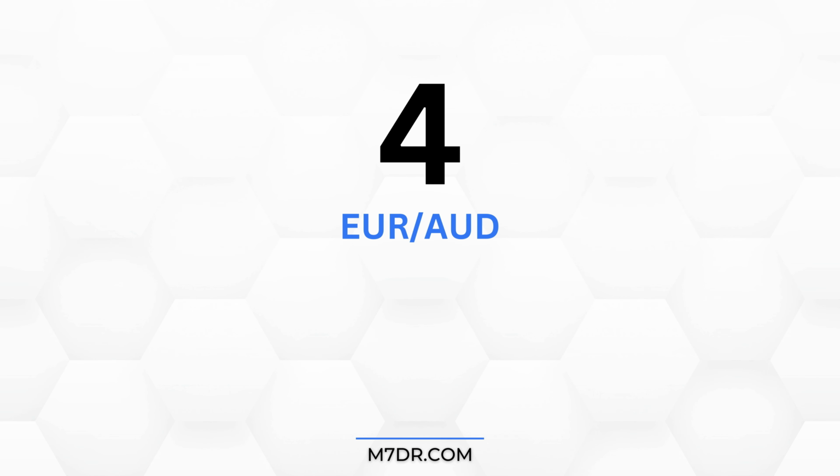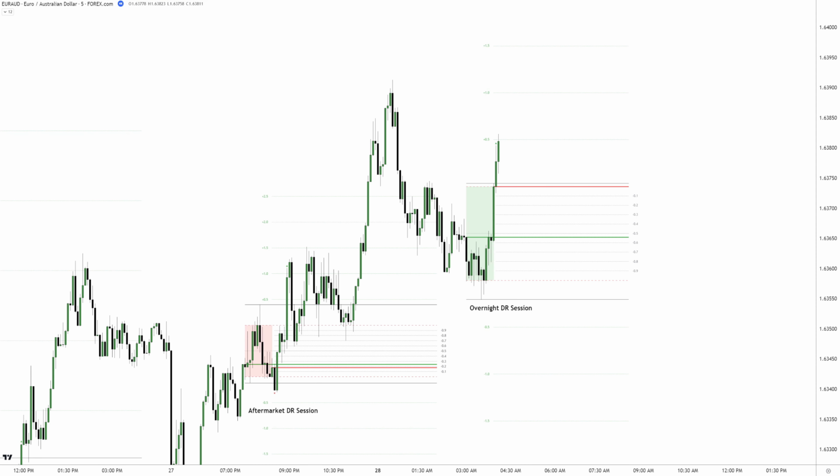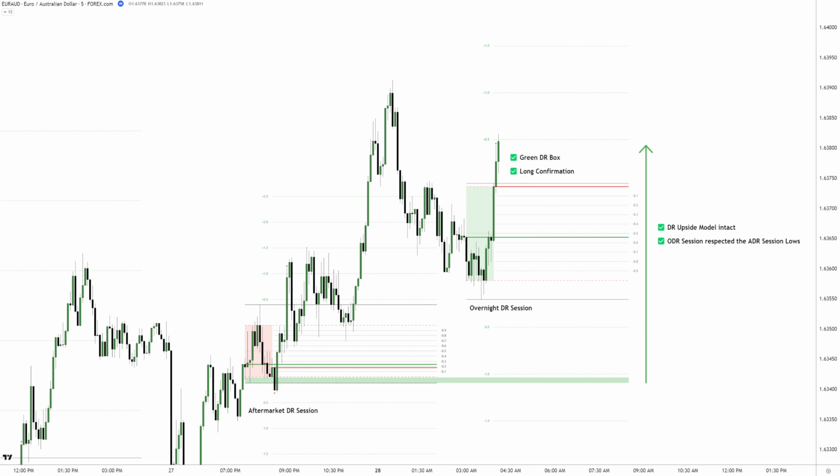Number 4, Euro versus the Australian dollar, Monday's overnight DR session trade. In the Monday's overnight DR session on the Euro versus the Australian dollar, we started with a green DR box and an immediate long confirmation. Looking at the relationship between the aftermarket and overnight DR session, a DR upside model is intact, making the ADR highs an appealing target just above the 1 standard deviation level.